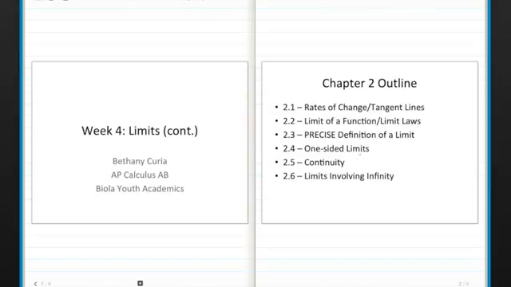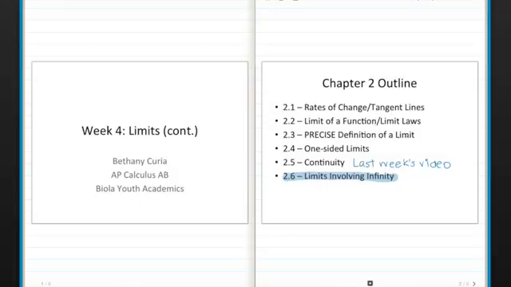A brief review of what we've covered so far. In Chapter 2, we've covered rates of change in tangent lines, limit of a function and limit laws, the precise definition of a limit, one-sided limits, continuity, and limits involving infinity. Last week, I highlighted the topic of continuity and took a look at determining whether or not a function was continuous. So if you need any more review on continuity of functions, please refer to last week's video.